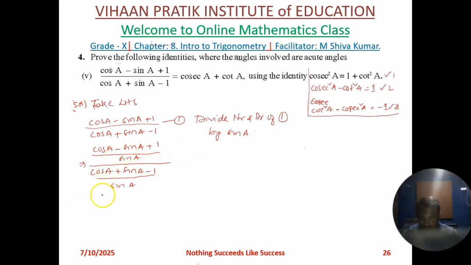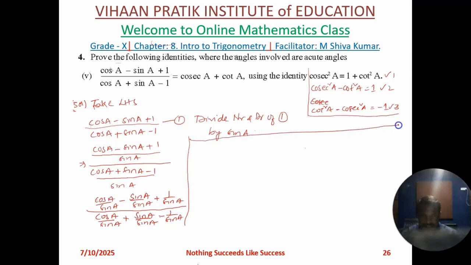Now segregate this: cos A divided by sin A. Here we have sin minus, so minus sin A by sin A. Here we have plus 1, so plus 1 by sin A, whole divided by, here cos A by sin A, segregating cos A by sin A. Here sin is plus, so plus sin A by sin A. Here minus 1, so minus 1 by sin A. Finish. Very simple.